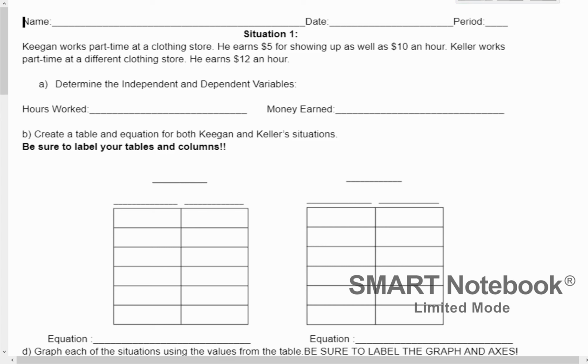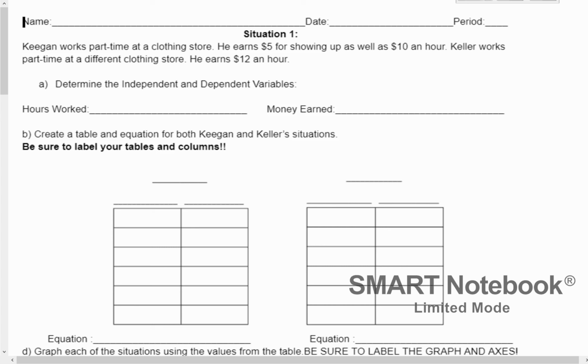Keegan works part-time at a clothing store. He earns $5 just for showing up, as well as $10 an hour. Keller works part-time at a different clothing store, and he only earns $12 an hour. So he doesn't get that amount of money just for showing up, but he does get paid more an hour.